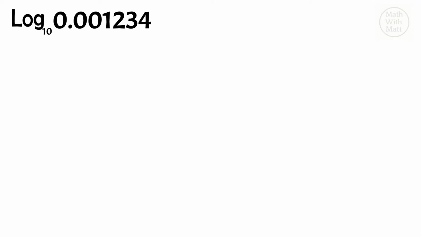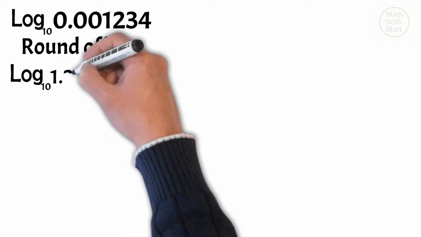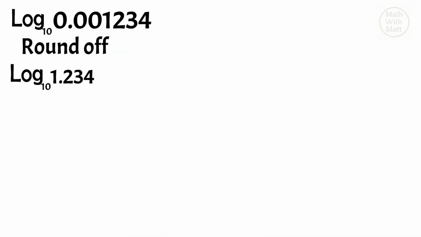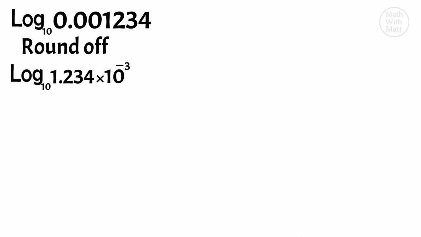The next number we are going to convert using log is 0.001234. Again, rounding off is going to be a little different here. We need to put the decimal after the first digit, but also that digit must be a non-zero number, so here a non-zero number is after the first 3 digits, so we shift the decimal 3 places to the right this time, and to compensate we multiply it with 10 to the power minus 3.